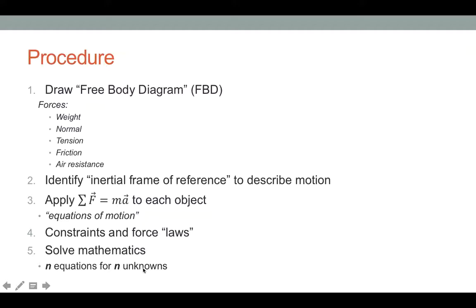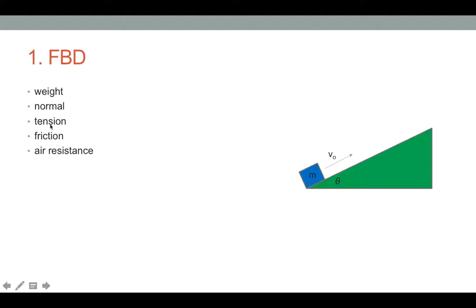So first, free body diagram. Here are our forces, and here's our object. What I want you to do is pause the video, take a stab at drawing the free body diagram, then we'll go over it.